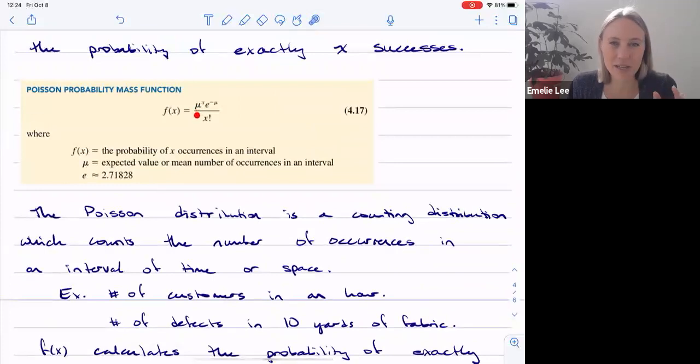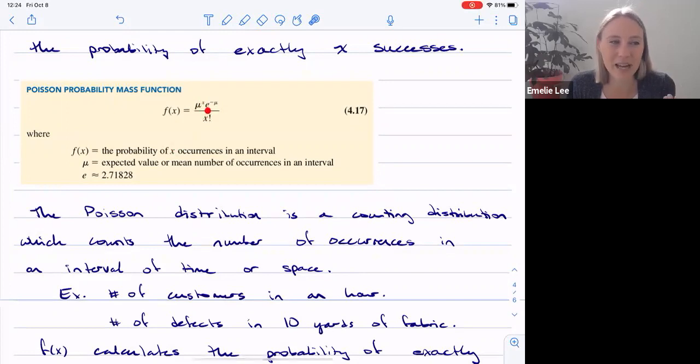Notice that in our formula, we have mu to the power of x. Mu is going to be the expected value, the mean number of occurrences in an interval. So questions would start with: the mean number of customers in a store in an hour is 4. What's the probability of having 3 customers in the next hour? And so then 4 to the power of 3. All of a sudden, we're able to fill in a bunch of these components.